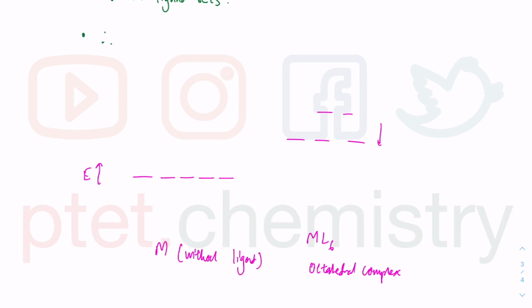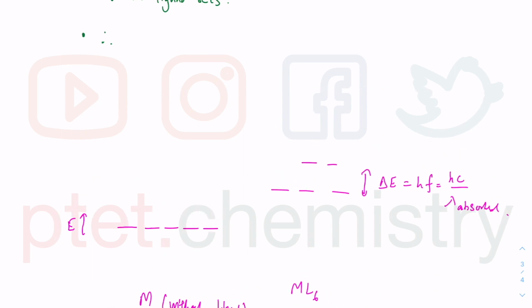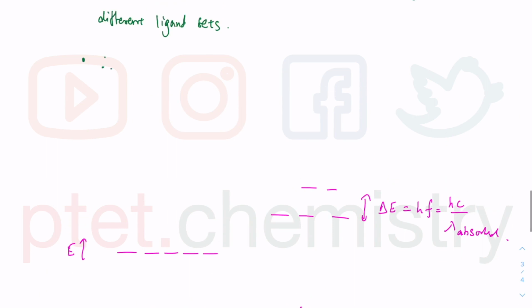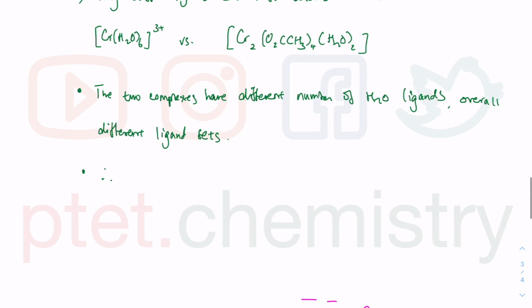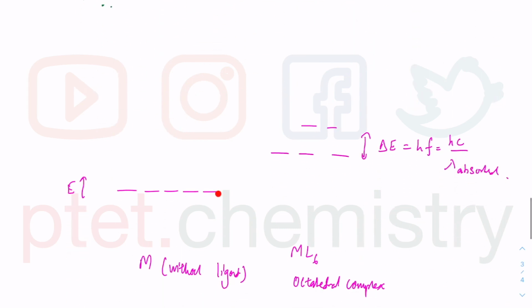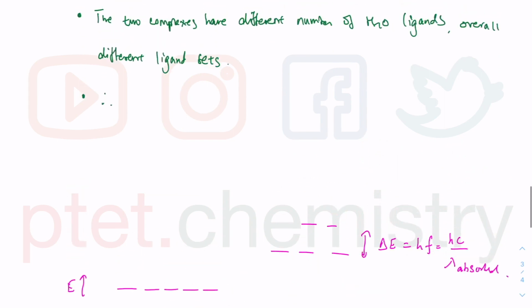And this splitting is separated by delta E equal to hf equal to hc over lambda absorb. They can only absorb in the visible light region, and therefore whatever color you see has to be the combination of the colors that are not being absorbed. The splitting is a result of the repulsion between the ligand and the d orbitals that contain the electrons. So they repel differently, giving you a different energy gap.